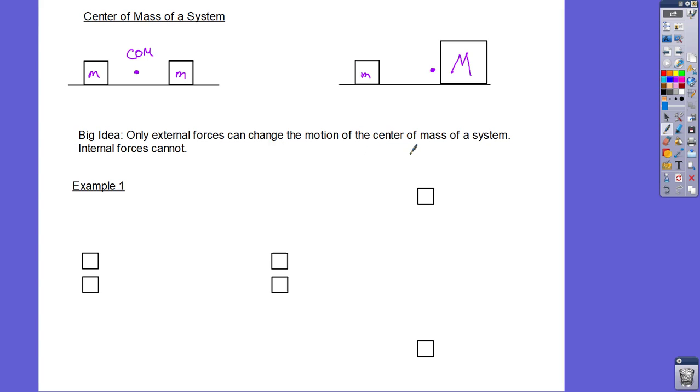Okay, so only external forces can change the motion of the center of mass of a system. So if you have a system of these two blocks, for example, connected by a spring, and let's say this is a top view, and they're on an air table or something like that, like air hockey, so there's no friction here at all. Okay, and then let's say that these are given a push so that they have a velocity v.